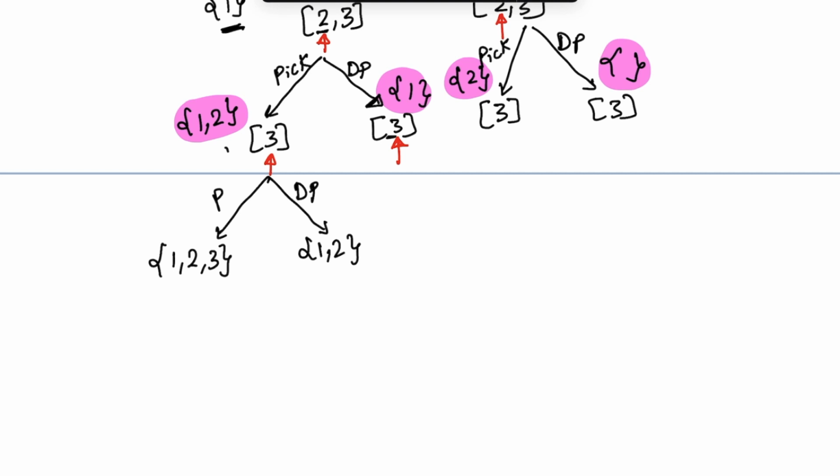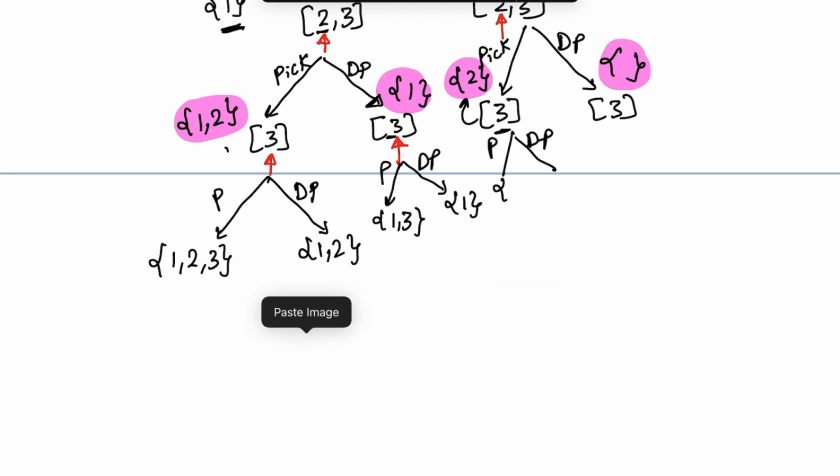Similarly for this one, 3 can join the party or not join the party. Pick or don't pick. If it joins the party, then the set will become 1, 3. If it does not join, then the set will remain 1. Now check for this 3. Either it will join the party or not. Pick or do not pick. If it joins, it will be 2, 3. If it does not join, it will remain 2.